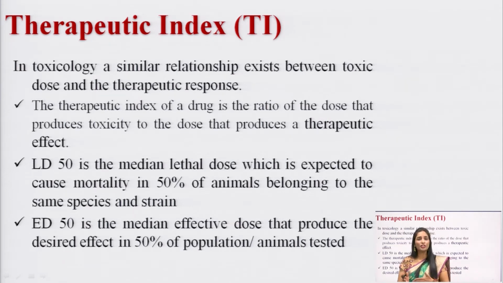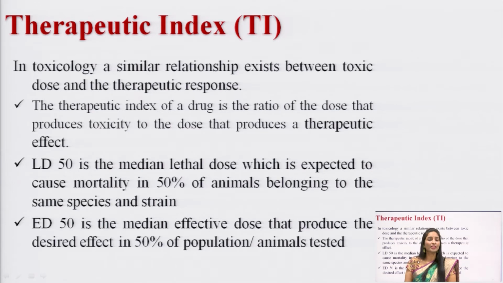It is a relationship between the toxic dose and the therapeutic dose. Now we will move to the definition. The therapeutic index, which in short you can call TI, is a ratio. What to what? It is a ratio of the dose at which the drug produces the toxic effect to the dose at which the drug produces the therapeutic effect. Between these you get the therapeutic index.